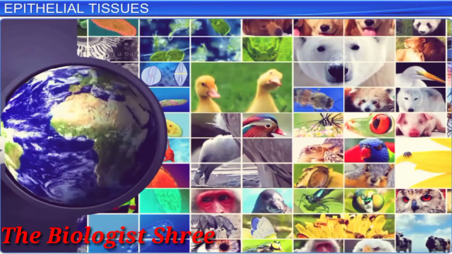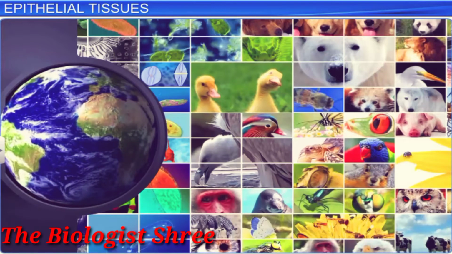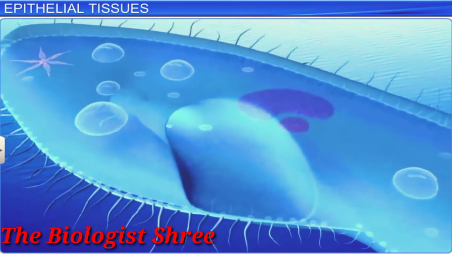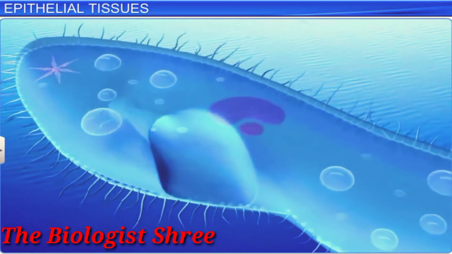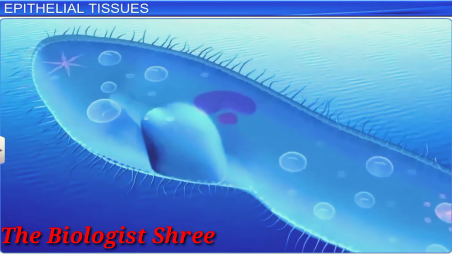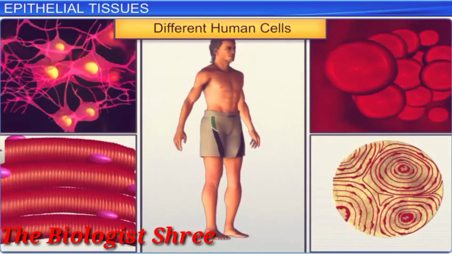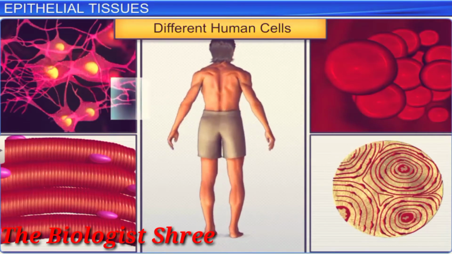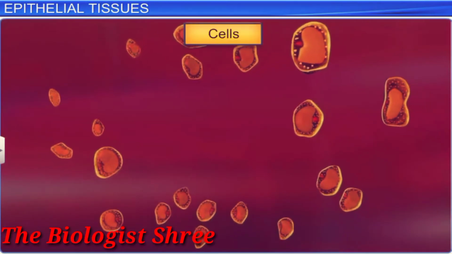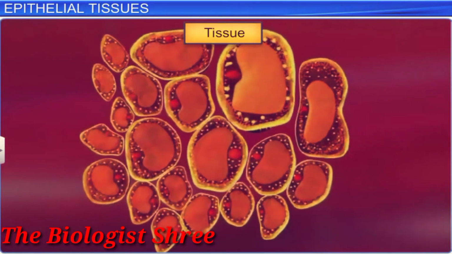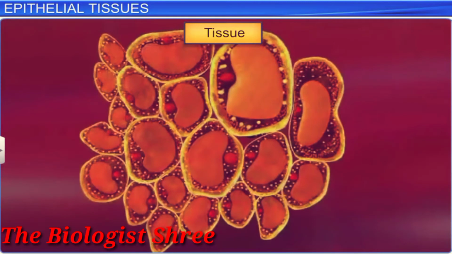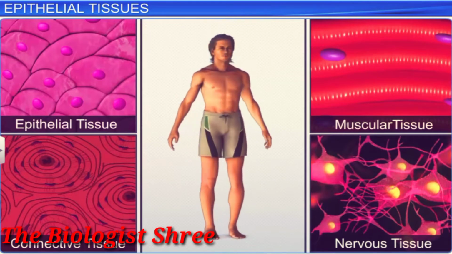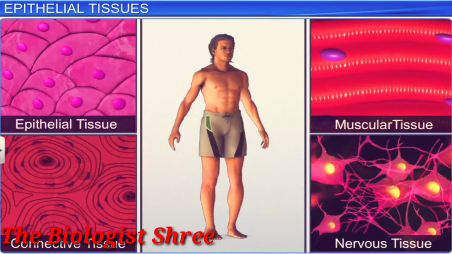We have an array of animals on our planet ranging from unicellular to multicellular. In unicellular organisms, a single cell carries out all the body functions such as digestion, respiration, and reproduction. However, in multicellular organisms, different cells perform different functions. A group of similar cells that performs a specific function is called a tissue. Interestingly, all complex animals, including human beings, have only 4 basic types of tissues.